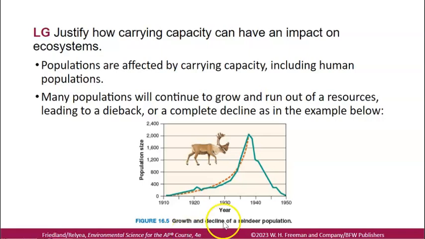Okay, so populations are affected by carrying capacity, including humans, but we haven't really met our carrying capacity yet. Maybe, probably not. Depends on who you talk to, what scientists who study these things think. We'll talk about that later. Okay, so many populations will continue to grow and run out of resources, leading to a dieback or complete decline as in the example below.